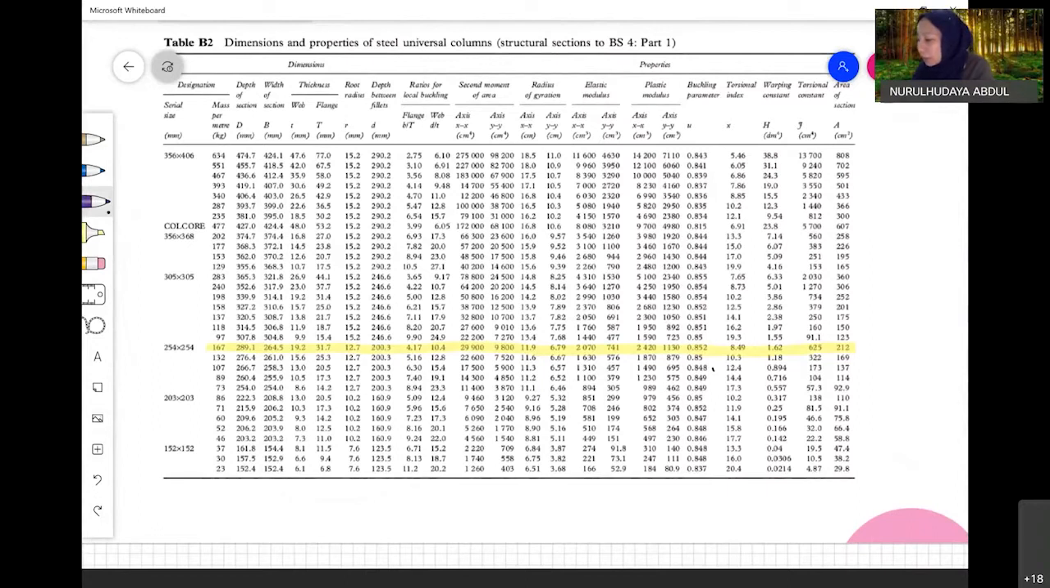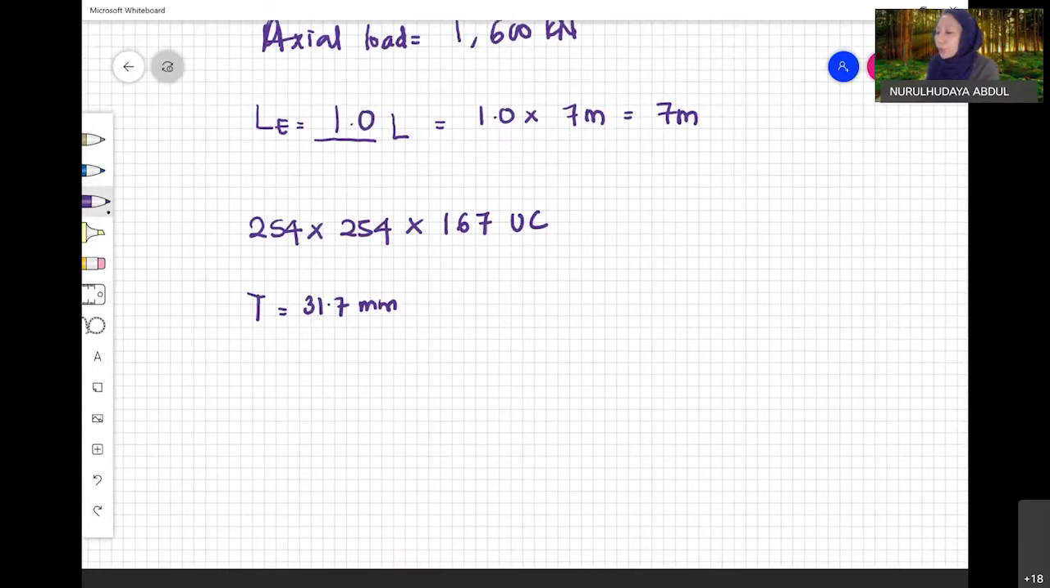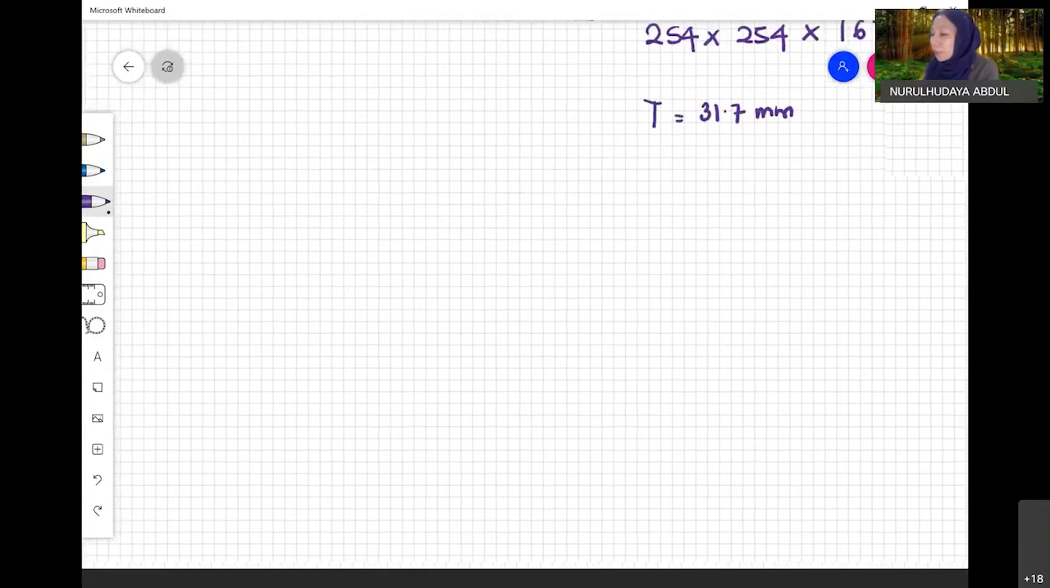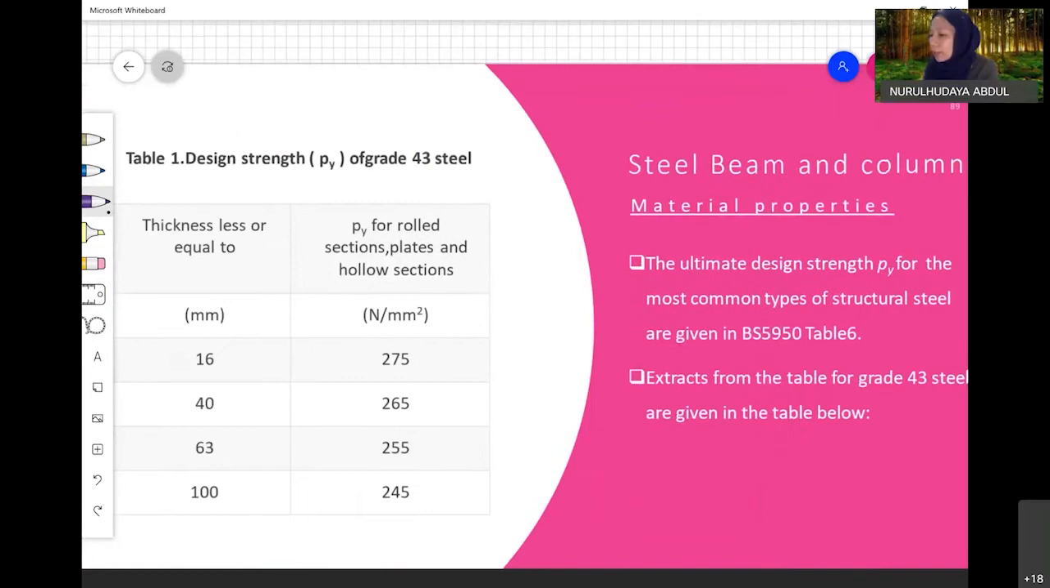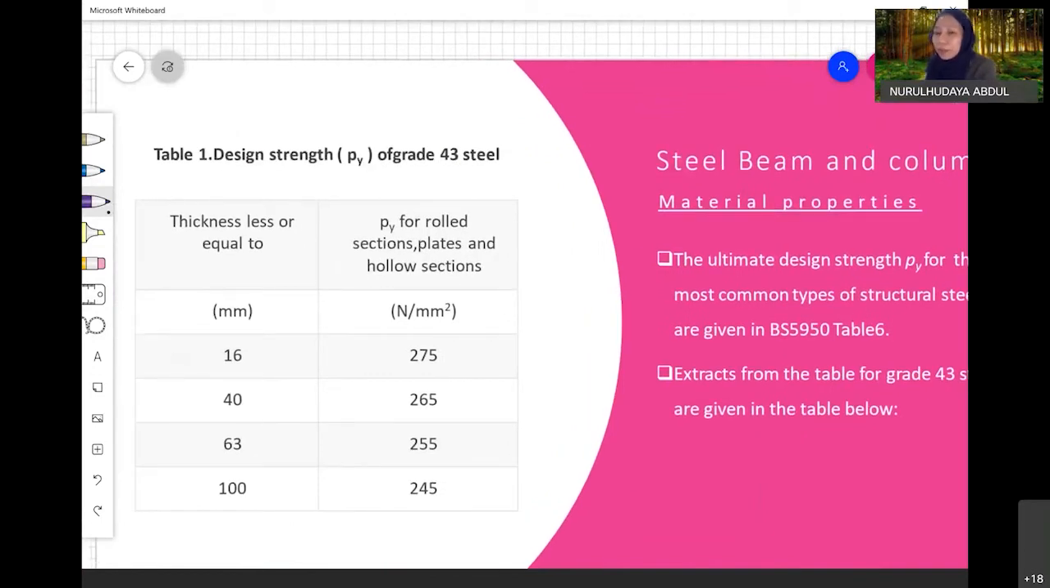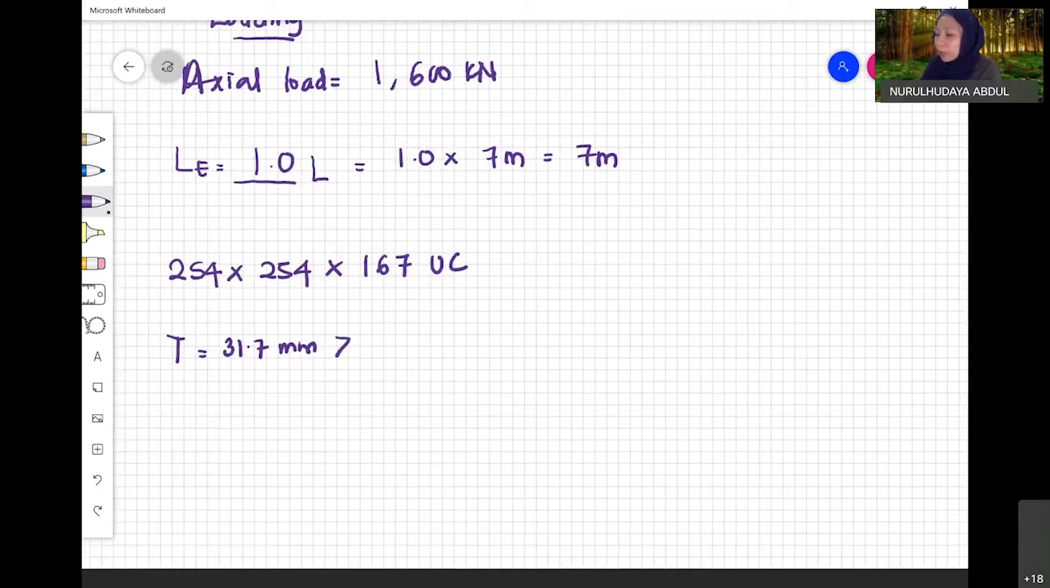Look at the value of P, 31.7. What we need to do, so kita nak tengok, because kita nak check PY, so kita kena tengok dekat table yang ni lah. Design strength PY for grade 43 steel. So since it is 31.7, so ini kosong sampai 16, 17 sampai 40. So dia in between the 17 up until 40, it is PY equal to 265. Since they're more than 16 mm but less than 40 mm.